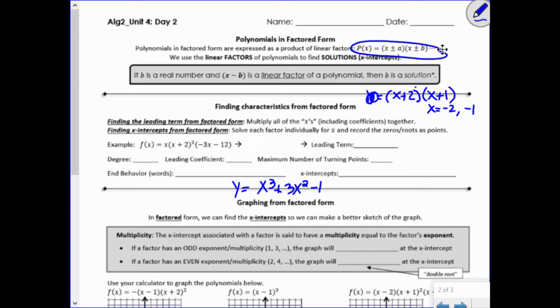This is in standard form, right? So I said, what was the degree? What would you guys tell me? It's 3, you can see it right there. It's the highest degree, right? So if I asked you for the leading coefficient, what would you say? 1. It's right there, you can see it, right?